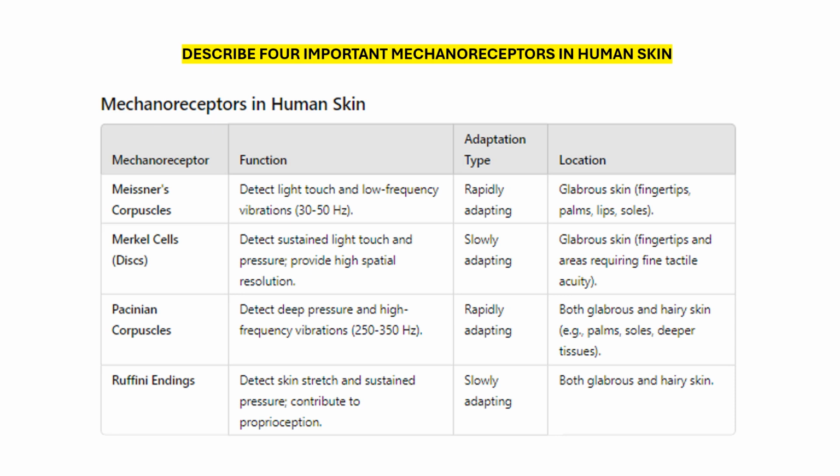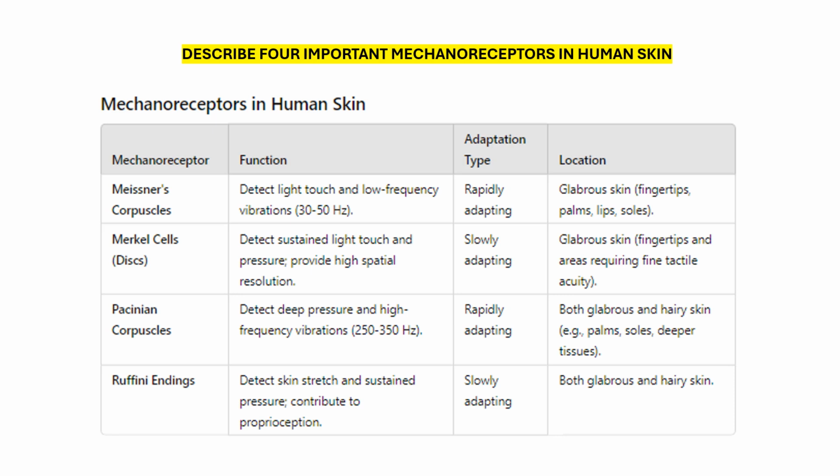Finally, we have the Ruffini endings, which are located in both glabrous and hairy skin, and these spindle-shaped receptors will detect skin stretch and sustained pressure. So they are essential for understanding how your skin will move during a task, like gripping an object or feeling tension in your skin. Ruffini endings are slowly adapting, and they ensure continuous feedback during prolonged stimuli.